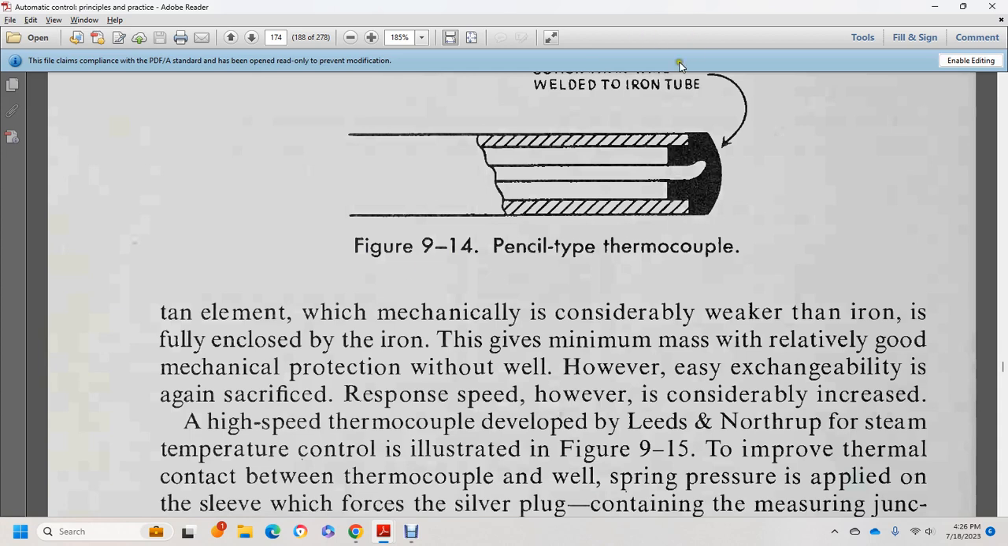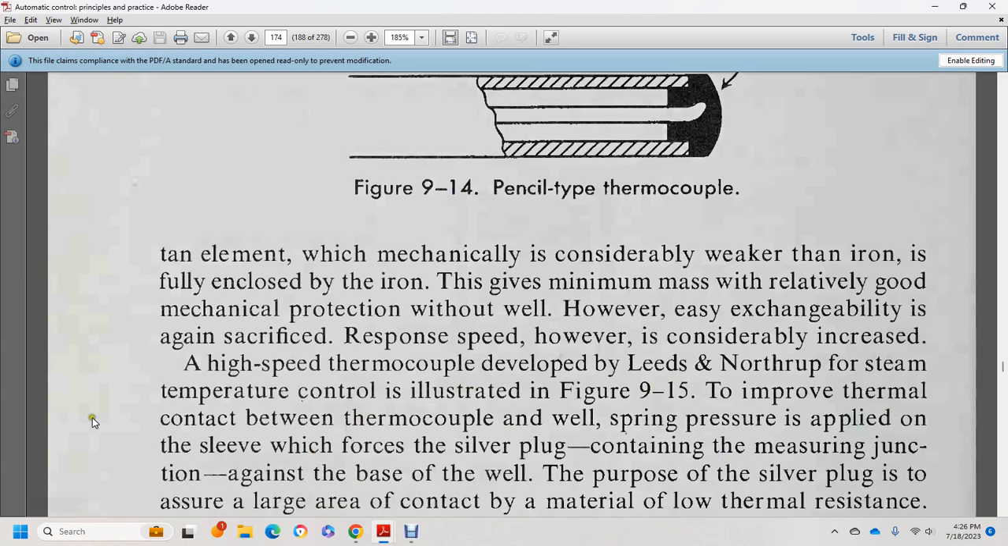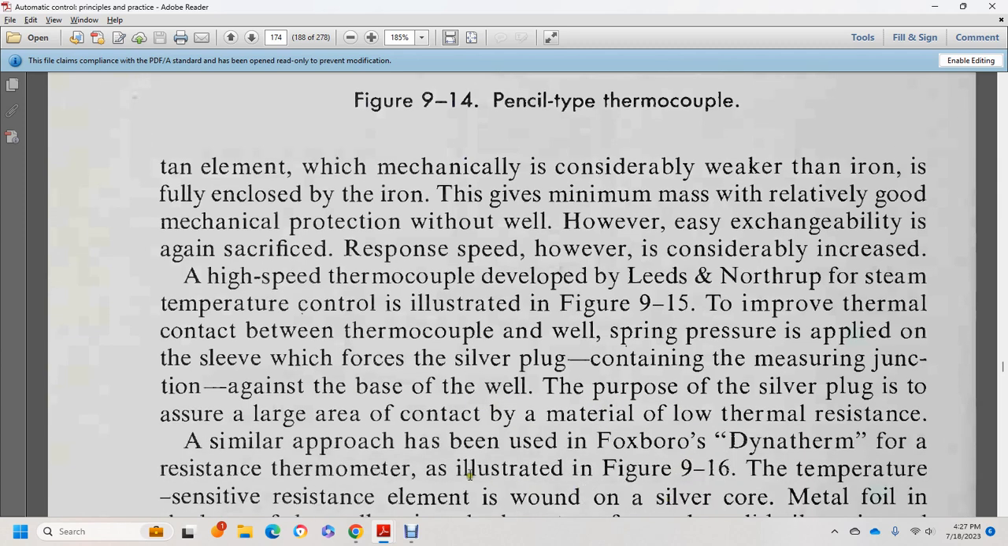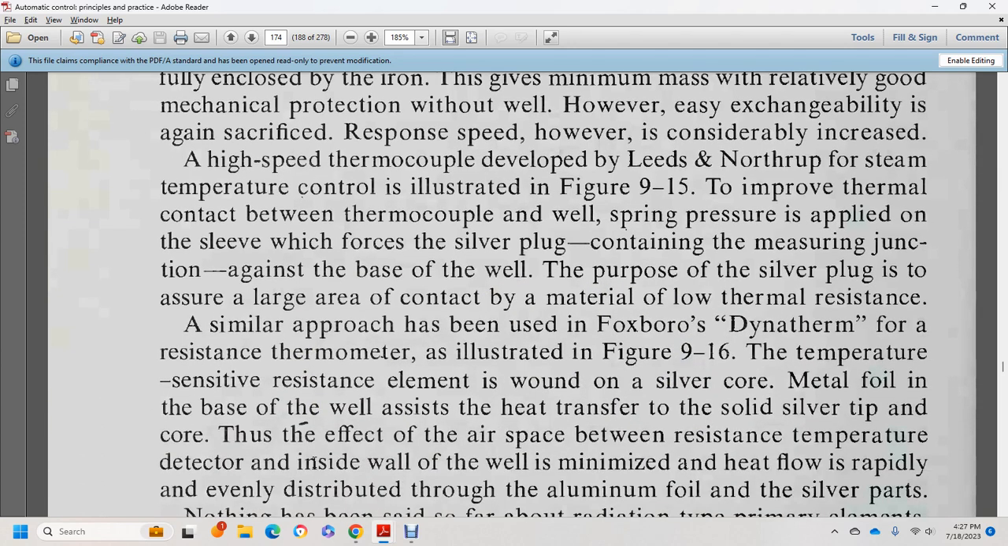The high-speed thermocouple, developed for the lead at the same temperature with control, is illustrated in 9-15 to improve the thermal contact of the thermocouple with the well, with pressure applied on the sleeve with the force over the plug connecting with the measuring junction at the base of the well. The purpose of the plug is to assure a large area of contact with the material. A low thermal resistance, similar approach is used in Foxboro's Dynatherm resistance thermometer, illustrated in figure 9-16.